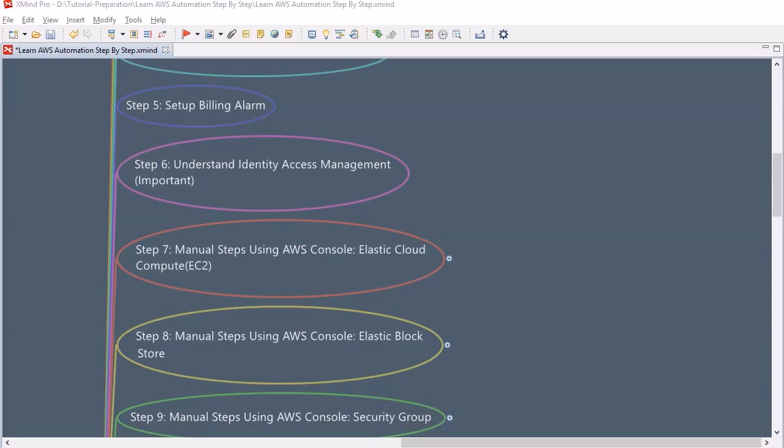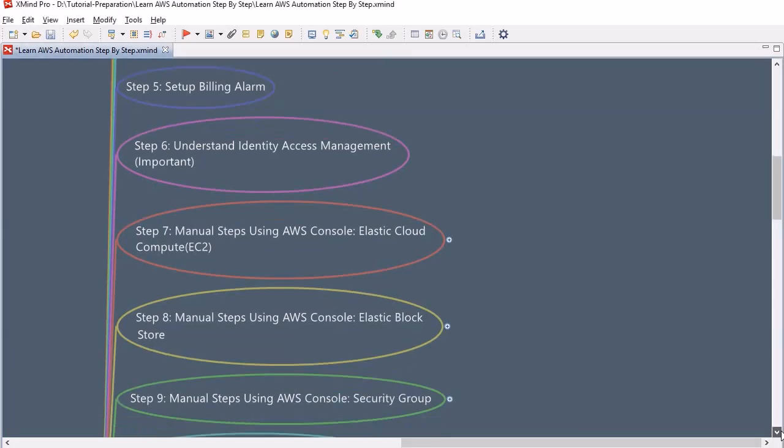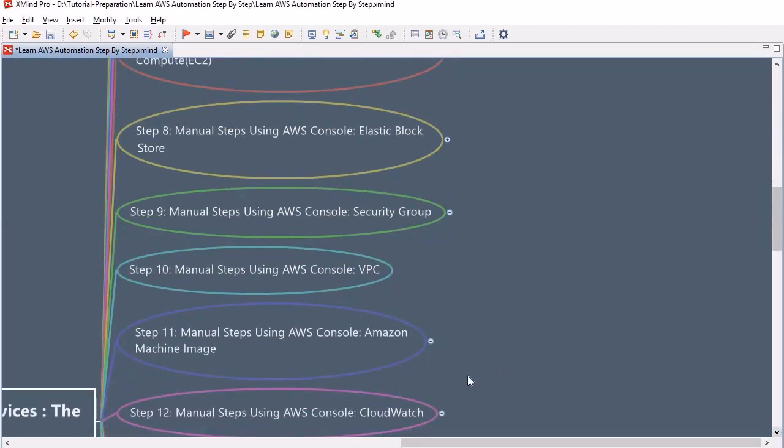Then we understood identity access management, and we did the lab also. After identity access management, we discussed Elastic Compute Cloud, and we did a lab on that as well, using manual steps with the AWS management console. Then afterwards we discussed Elastic Block Store. Now we are into security group. So here we will discuss the security group.